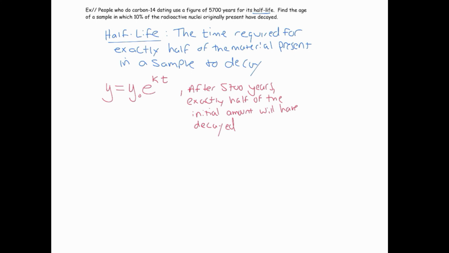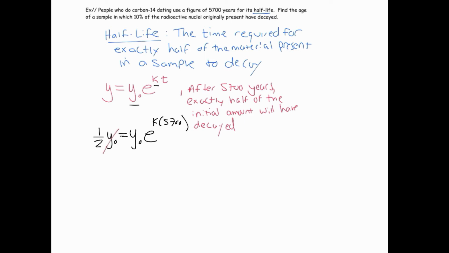So we can use that fact to find the unknowns in this problem. We're going to need the y sub 0 and we're going to need the k. But if after 5,700 years half the initial amount will have decayed, that means there'll be half left. So I can write this: 1/2 of the initial amount is going to be equal to the initial amount times e to the, now our k value is what we don't know, but we know that this all happens after 5,700 years.